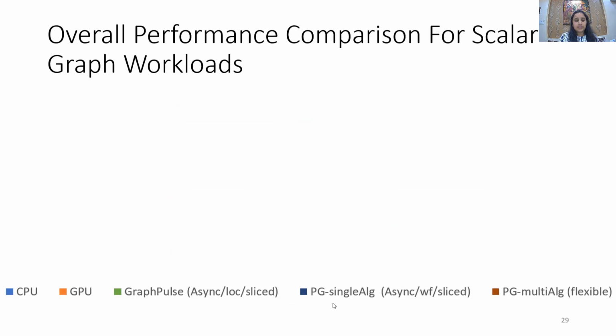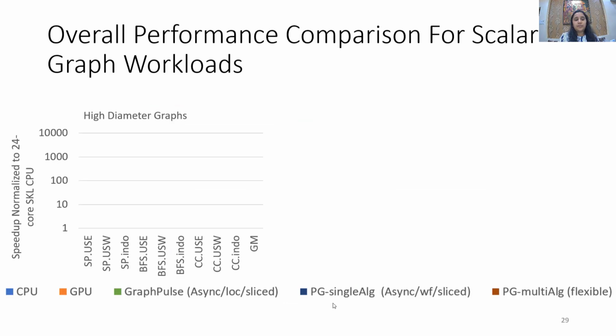For the overall comparison, we normalize the performance to a 24-core SKL CPU, and we split the performance comparisons among different graph and workload types. For high diameter graphs, GPUs give performance speedups because of the high density of computation units over CPUs. We evaluated against only one accelerator here, which is the best performing geomean accelerator.